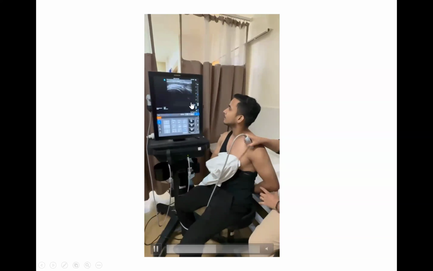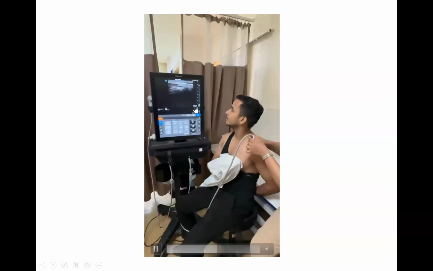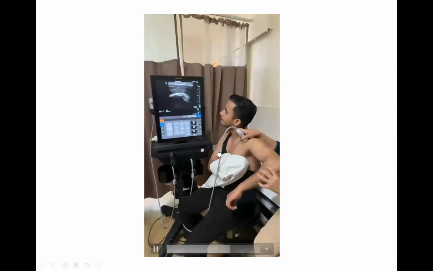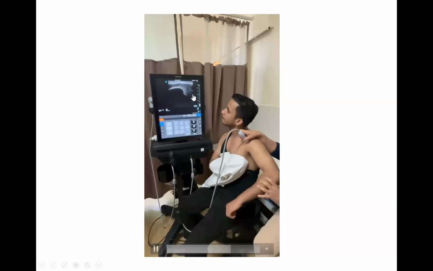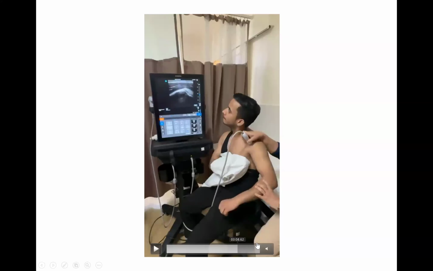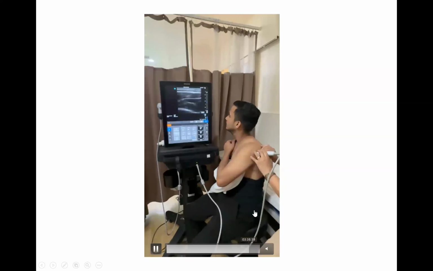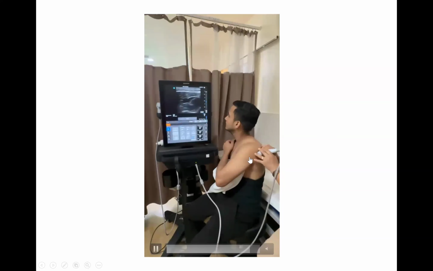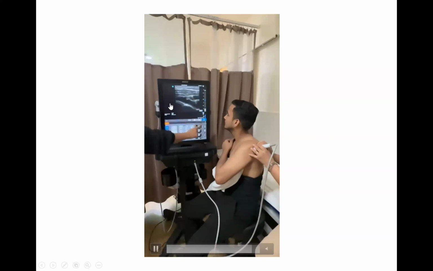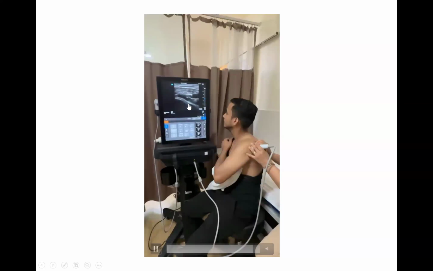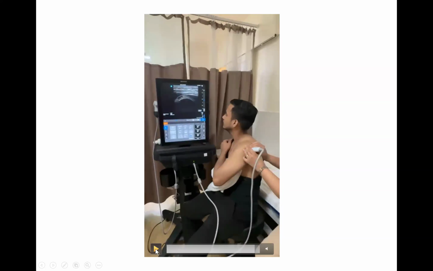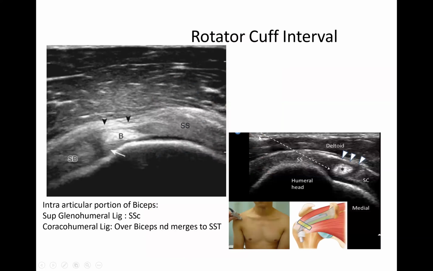From anterior to posterior, we'll look for the complete length of the tendon. And after that, look for the impingement, dynamic movement of the supraspinatus. After that, we move the probe posteriorly and we look for the glenohumeral joint. This is the humeral head, the glenoid, the labrum, and this is how we complete the evaluation.